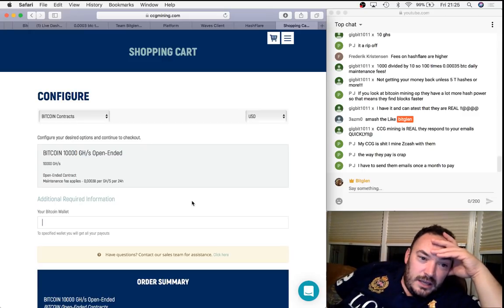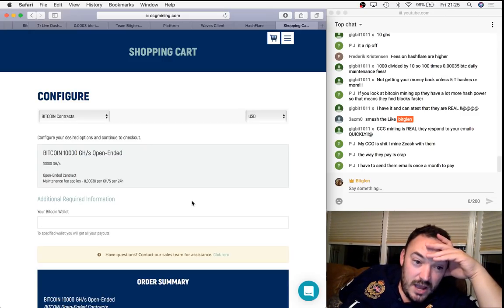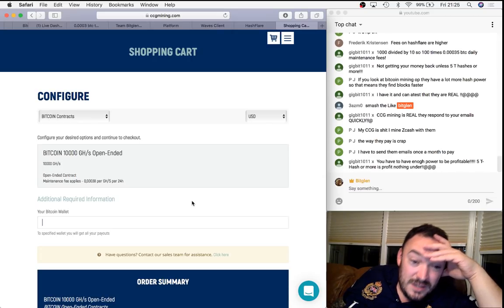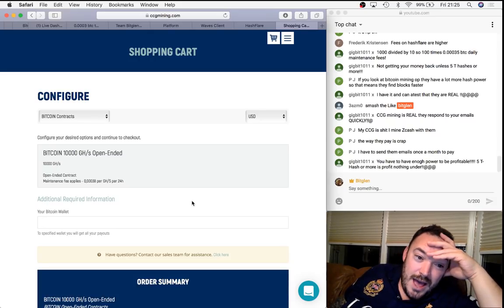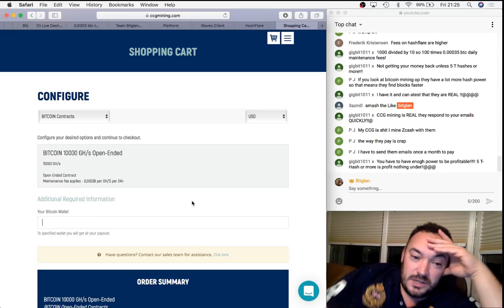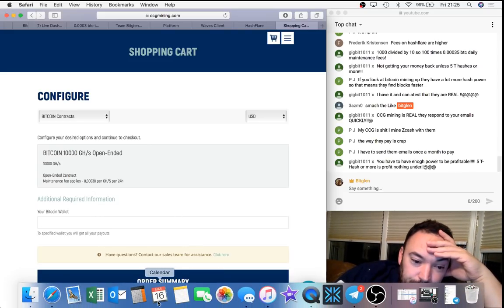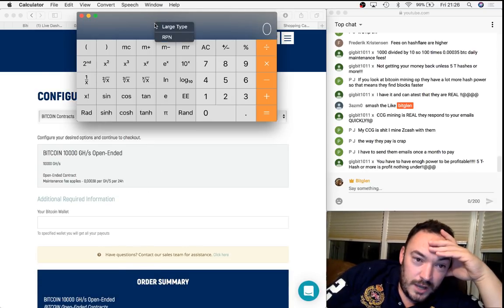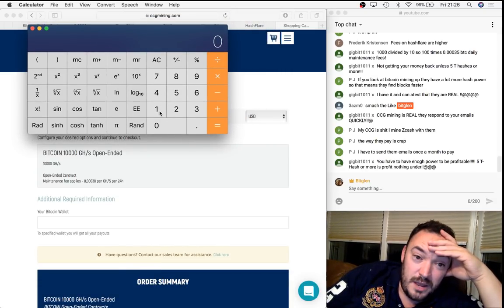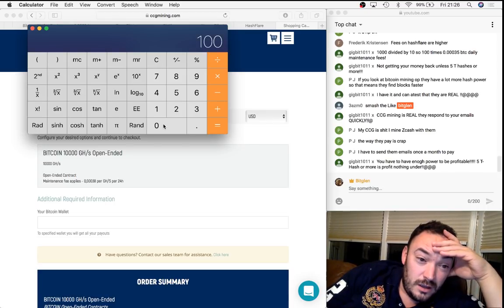Bitcoin 10,000 gigahashes, which is 10 terahash. Maintenance fee applies of 0.00038 per gigahash. So that's quite interesting because the way they've worded that looks cheaper than Hashflare, but it's not, because you've got to do, and I'm not trying to champion Hashflare. If one of these worked out better, I would say, oh yeah, guys, this worked out a lot better. Doesn't mean I'm going to invest in it.